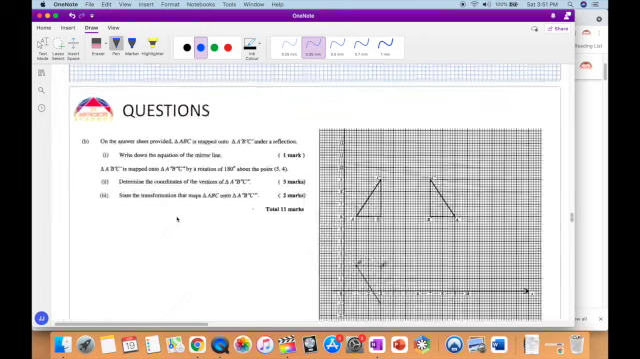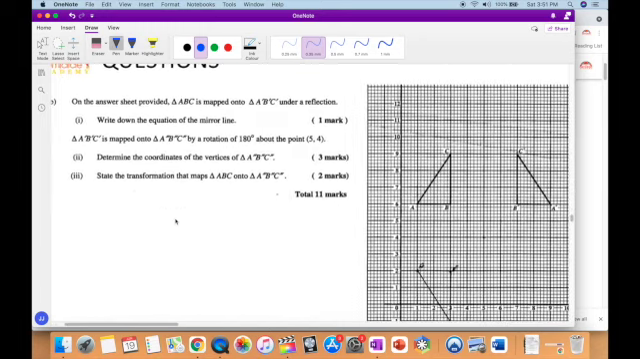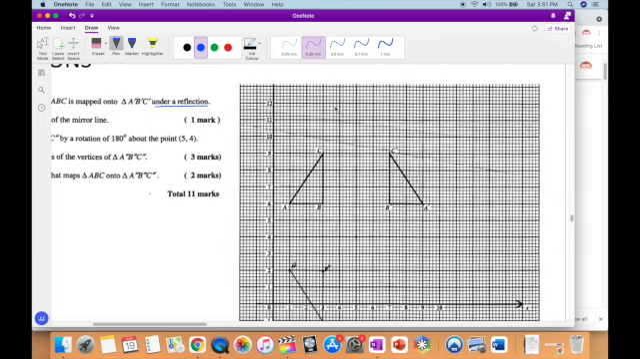So let's take a look at some of these transformation questions here, right? On the answer sheet provided, ABC is mapped onto A prime, B prime, C prime under a reflection. It's hard to read, but this is ABC, and this is A prime, B prime, C prime, and it's under a reflection, and we could see here, without looking too hard, that this will be the mirror line. Yeah?